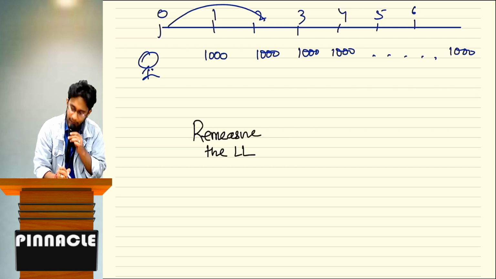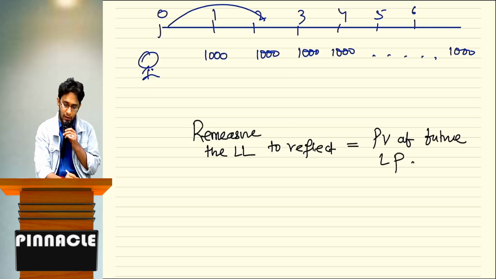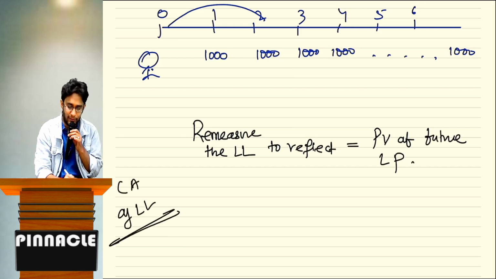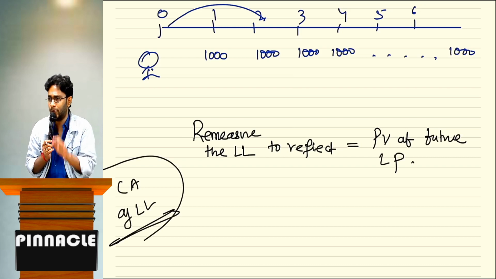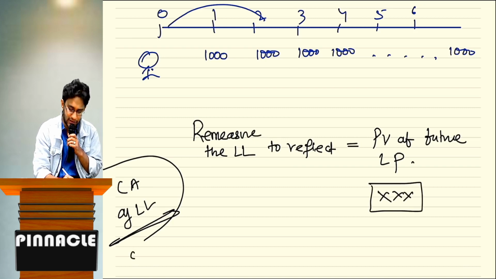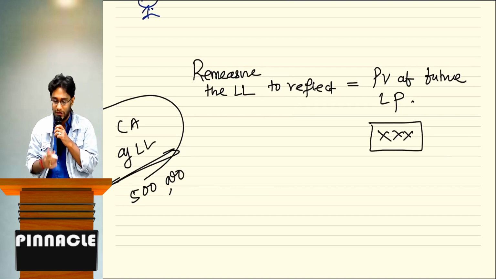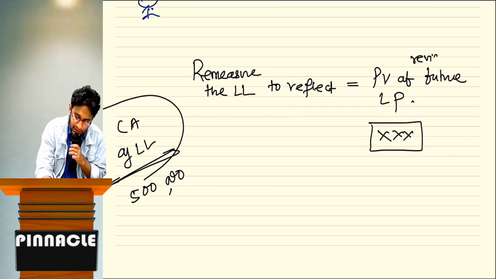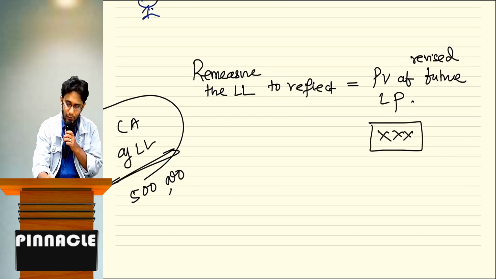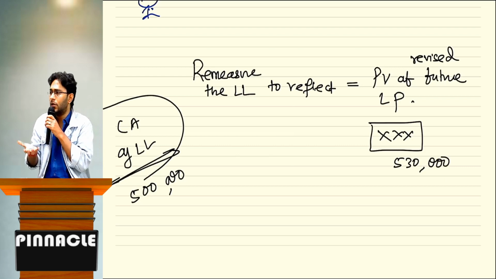Remeasure the lease liability to reflect the present value of future lease payments. The carrying amount of the lease liability will already be in your books, and the table is there, so you will know that. This should be brought down to or increased to the remeasured amount. For example, the carrying amount is 5 lakhs. The remeasured lease liability should be equal to the present value of your revised future lease payments. Let's say it's coming to 5,30,000. So the liability value, from 5 lakhs, you have to update to 5,30,000.